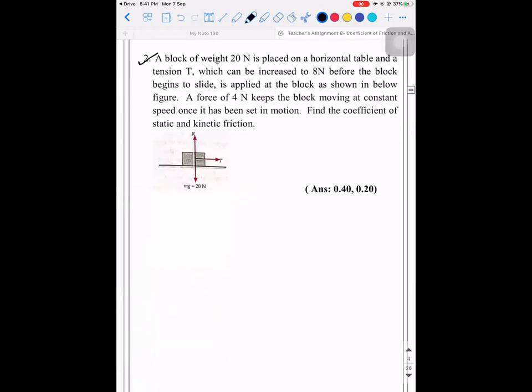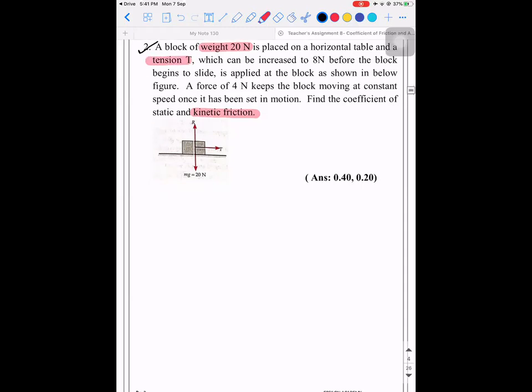See, because in this question they are asking about static and kinetic friction. Now you can think better. You guys try it. So there is a block of weight 20 Newton, not mass 20 kilogram. Weight itself is given, which is 20 Newton, placed on a horizontal table, and a tension T, which can be increased to 8 Newton before the block begins to slide. So what do you mean by the statement, which can be increased to 8 Newton before the block begins to slide? What is the force experienced by the block just before it starts sliding?